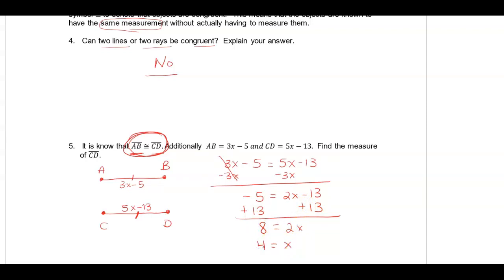Did we answer the question? Should we box that up? Actually, we should not box that up, because the question is asking for the measure of CD. So go back to the length of CD, which is 5x minus 13, and replace the x with a 4. So 5 times 4 minus 13 is 20 minus 13, which is 7.